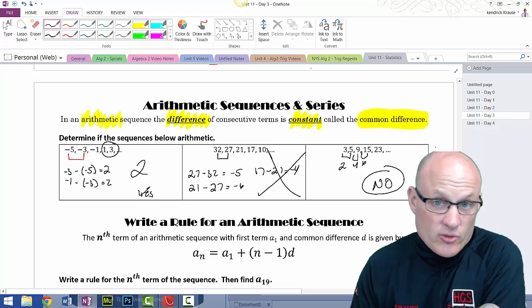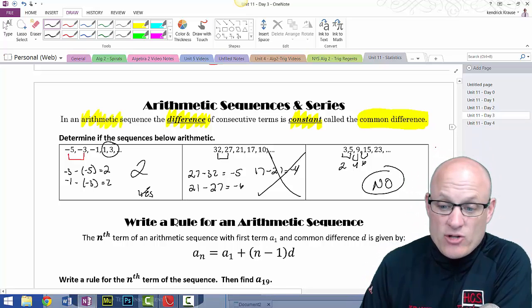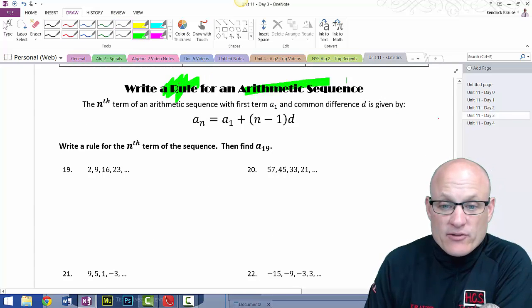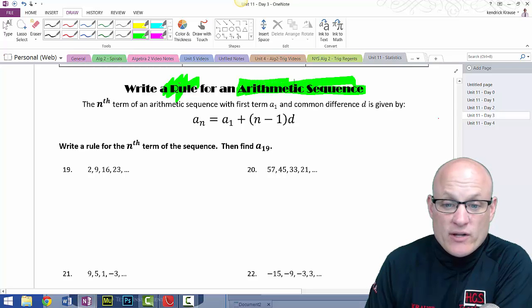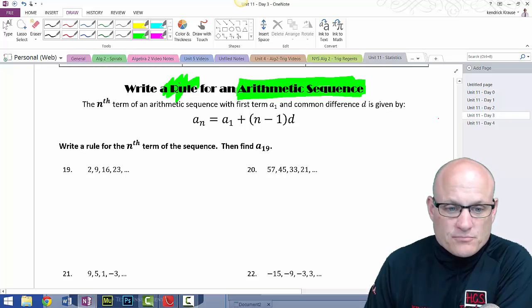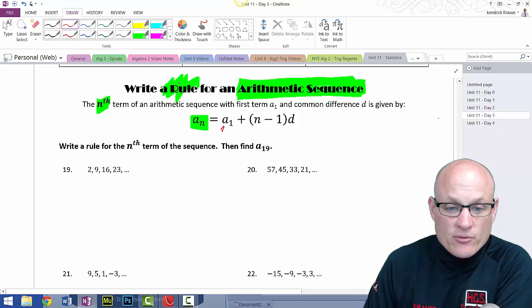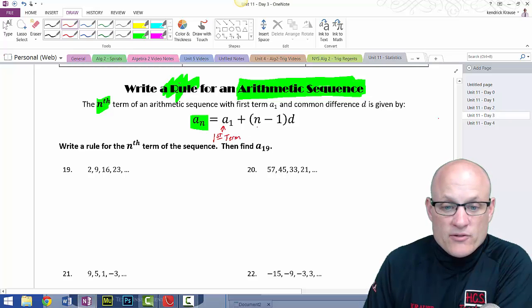And our goal is to be able to create an equation, a sequence rule, for writing an arithmetic sequence. An arithmetic sequence is just a sequence of numbers that has a common difference by adding and subtracting. So the nth term, and here's the equation: the nth term of any sequence is the first term, plus the term number you want, multiplied by the common difference.